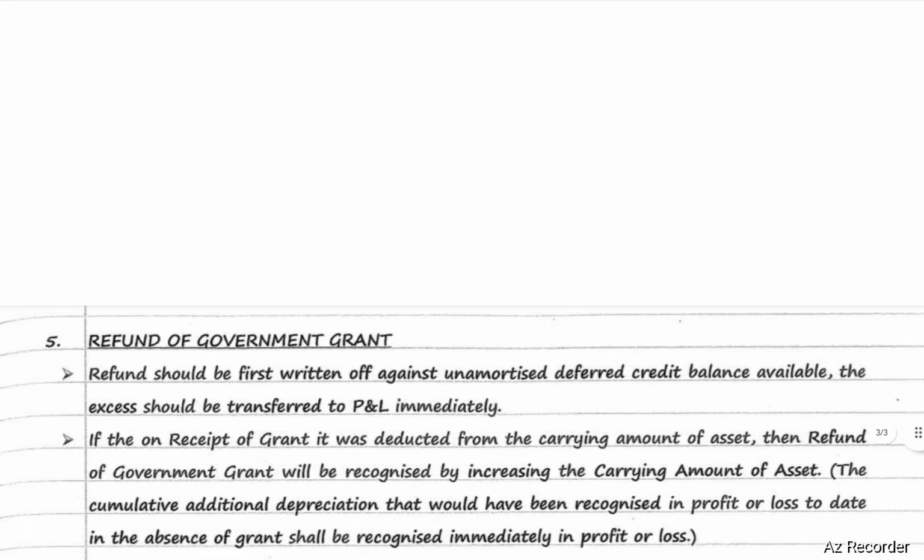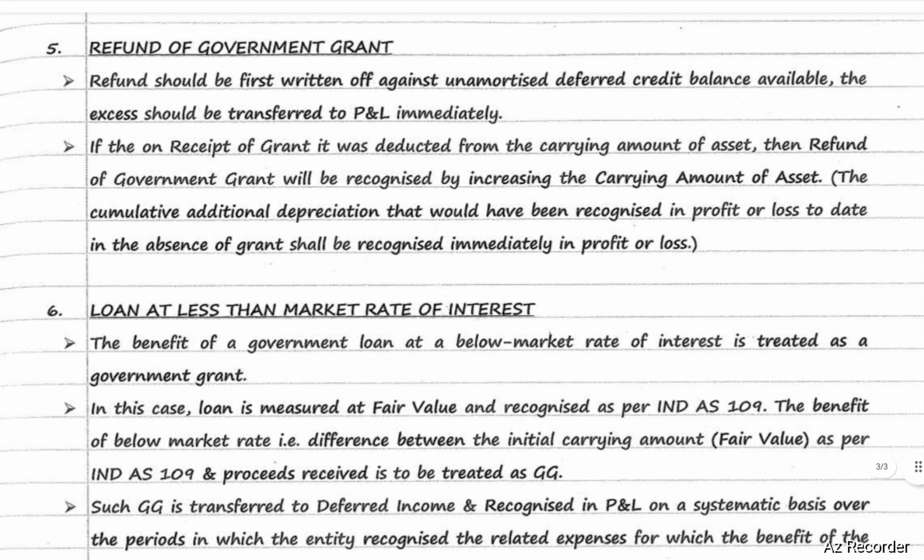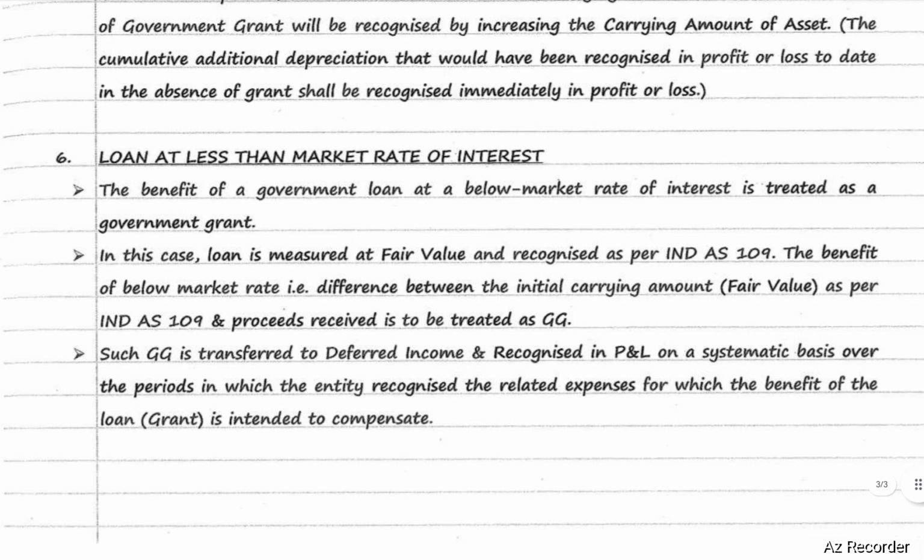Next, a refund of government grant. A refund should be first written off against unamortized deferred credit balance available. The excess should be transferred to P&L immediately. If on the receipt of the grant, it was deducted from carrying amount of the asset, then refund of the government grant will be recognized by increasing the carrying amount of the asset. The cumulative additional depreciation that would have been recognized in P&L to date in the absence of grant shall be recognized immediately in P&L.